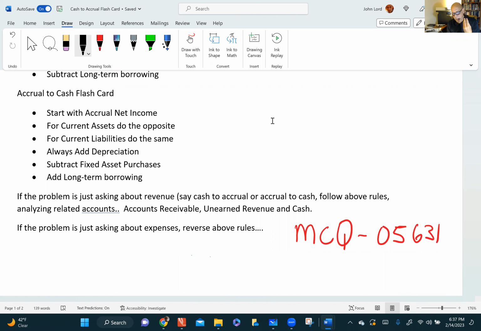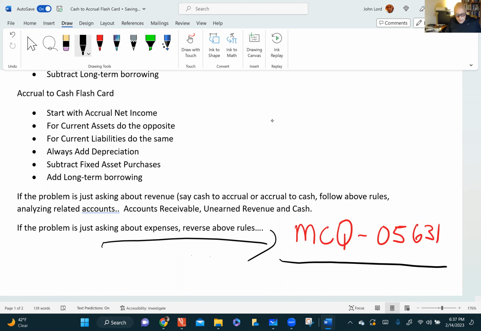And if the problem is talking about expenses, then for expenses, you would reverse the rules. You would do the opposite of what I just gave you up there and reverse all those. And I didn't write those again, because you're simply doing the opposite of what you would have done had you been dealing with revenue or income. Okay. Now, I give you a reference to a question that's in the homework for that last thing about doing the opposite for expenses, but we'll get to that one a little bit later.